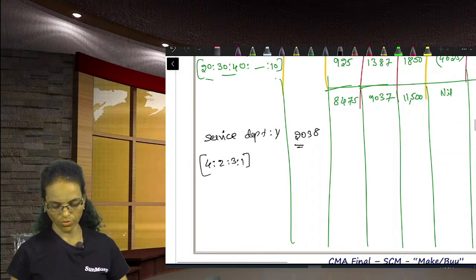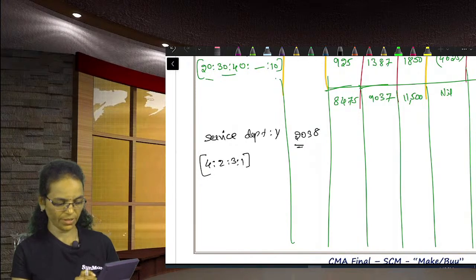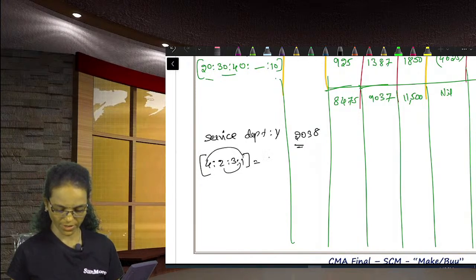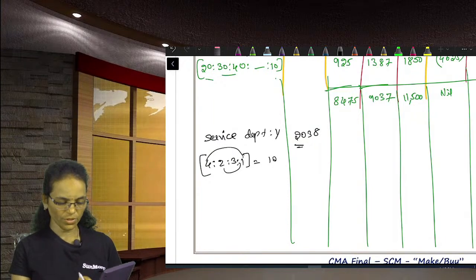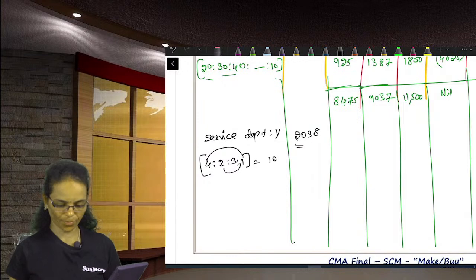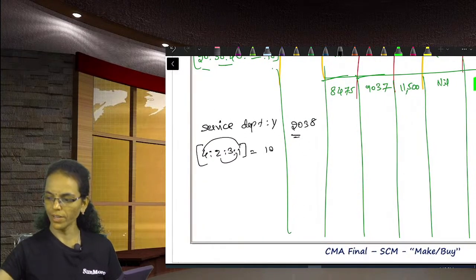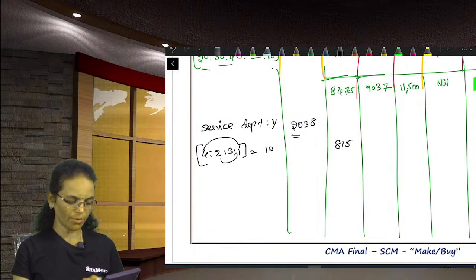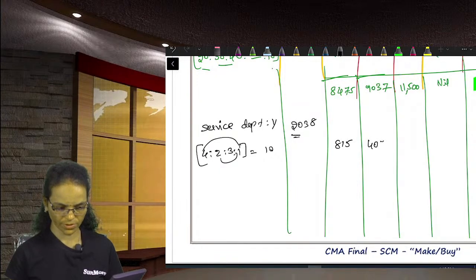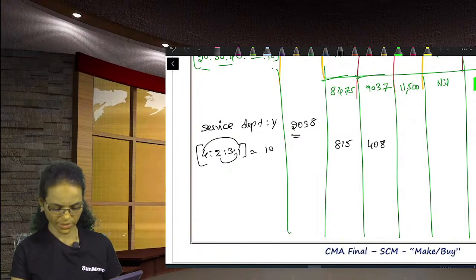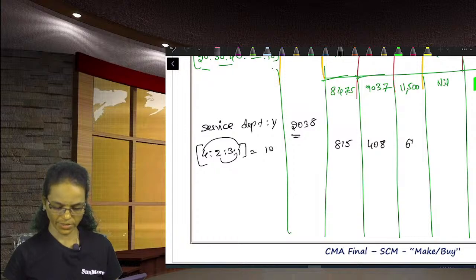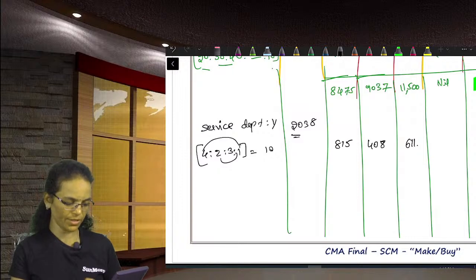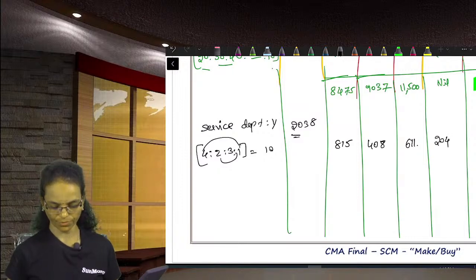This amount, 2038, total, if you want you can calculate 5, 5, 10. 2038 into 4 divided by 10, that is 815. 815 divided by 4, into 2, is 407, I can say 408. 408 divided by 2, into 3 is 611, you remove fractions. Divided by 3, into 1 is 204.